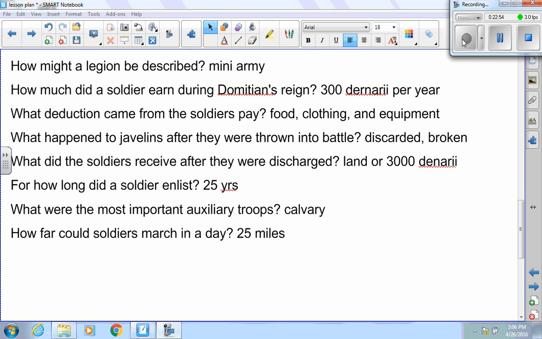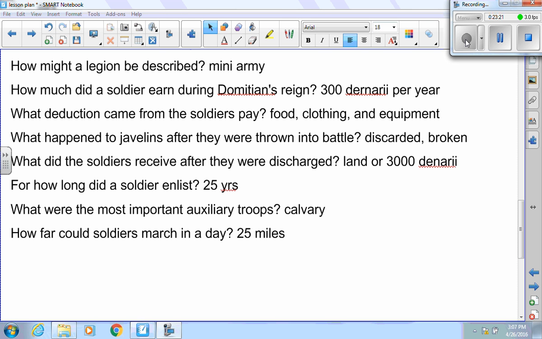How much did a soldier earn during the mission train? Well, they didn't earn very much before, but he upped it to 300 denarii per year. Misspelled denarii. Nice, Mr. Travel. What deduction came from the soldier's pay? These guys had to pay for everything. They had to pay for the food, for the clothing, for the equipment, everything. It was not fair.